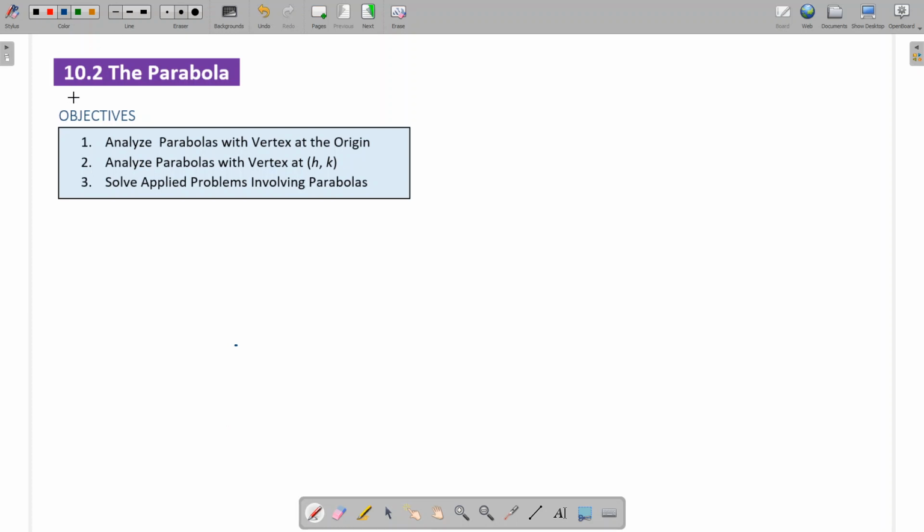In this video, we'll be covering section 10.2, the parabola. We have three objectives. We will be analyzing parabolas with their vertex at the origin. We will then analyze parabolas that are shifted. Their vertex will be at some point, which we'll refer to as (h, k). And then we will finish this off with looking at applied problems involving parabolas.